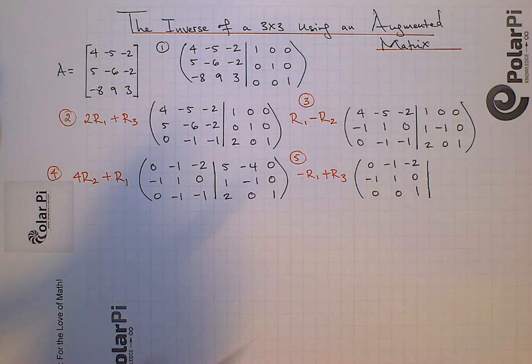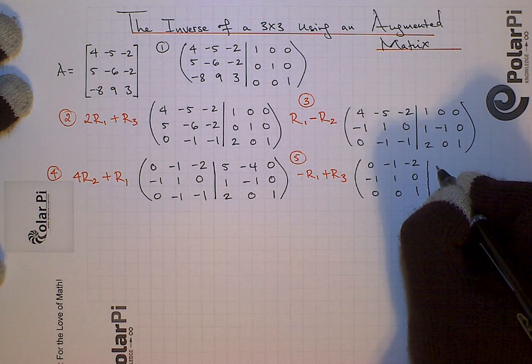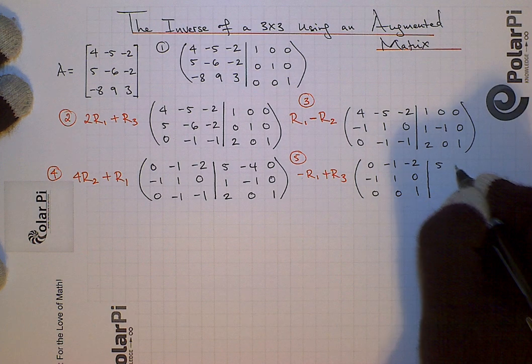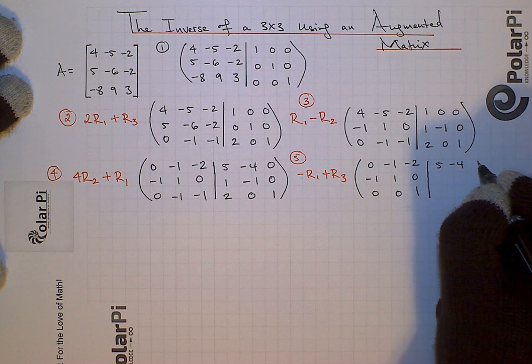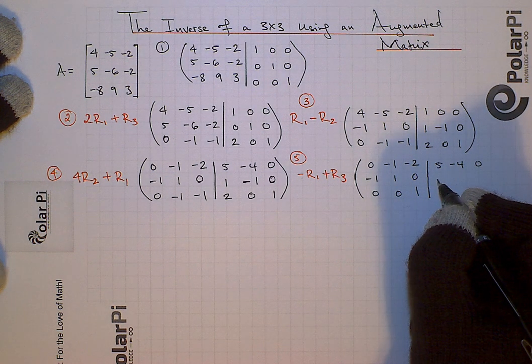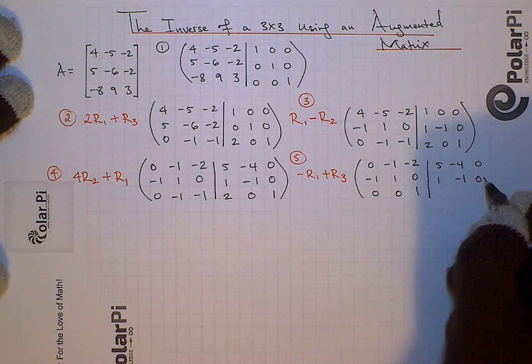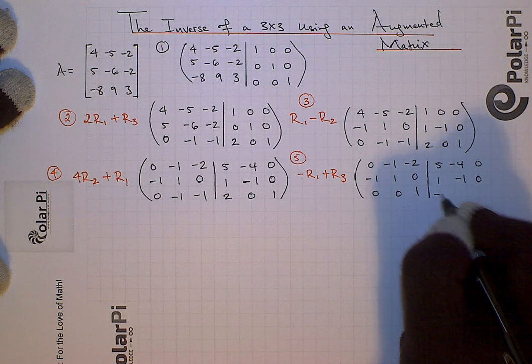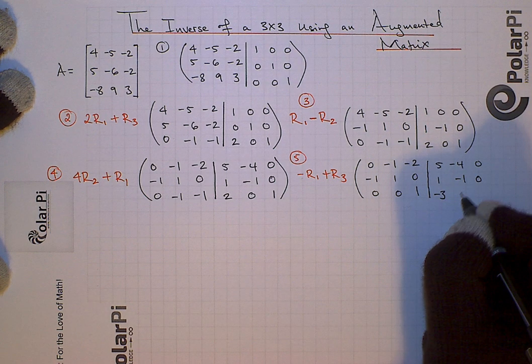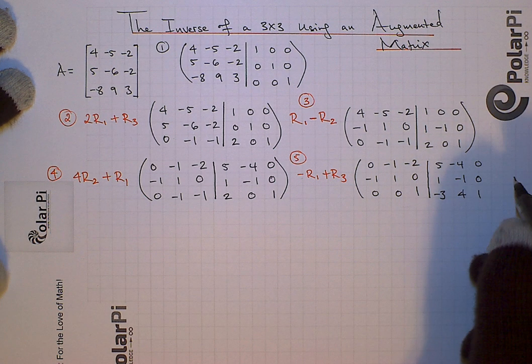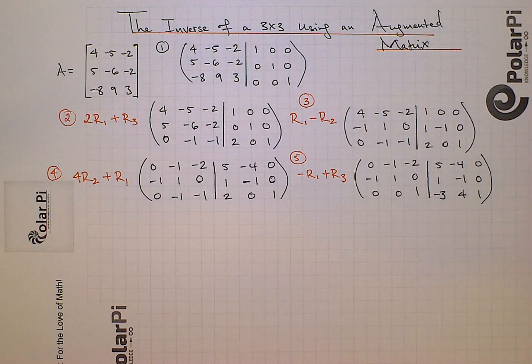And then on the right side, what happens? We still have the same first 2 rows. So 5, negative 4, 0, and then 1, negative 1, 0. But the third row is going to change to negative 3, 4, and 1. All right? Okay, cool. What next?